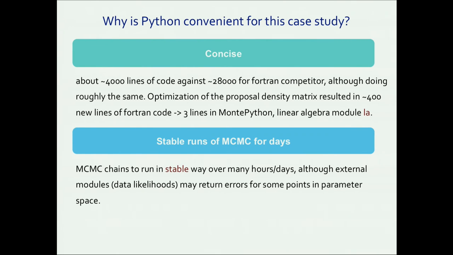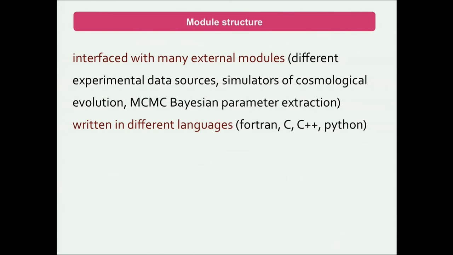It allows to run much more stable Monte Carlo chains for days, investigating parameter space. And it also allows to have a much more modular structure, in which you have to understand that basically this has to interface with different codes that, for example, deal with the data from different experiments, or with different samplers in parameter space, or with the different codes that solve the actual equations that describe the universe from the Big Bang down to us.